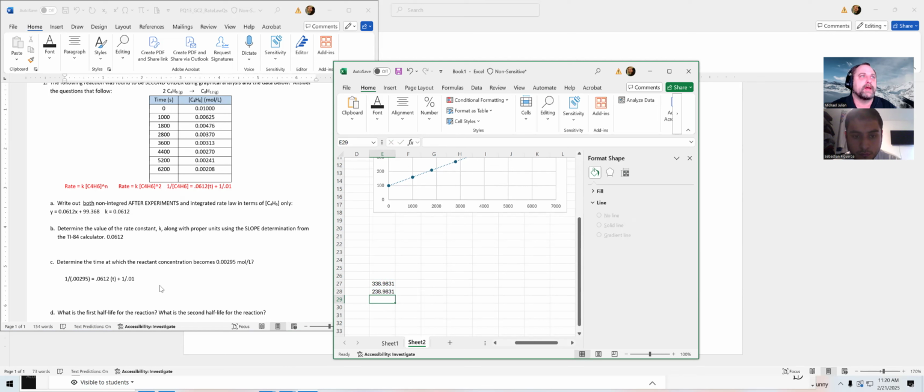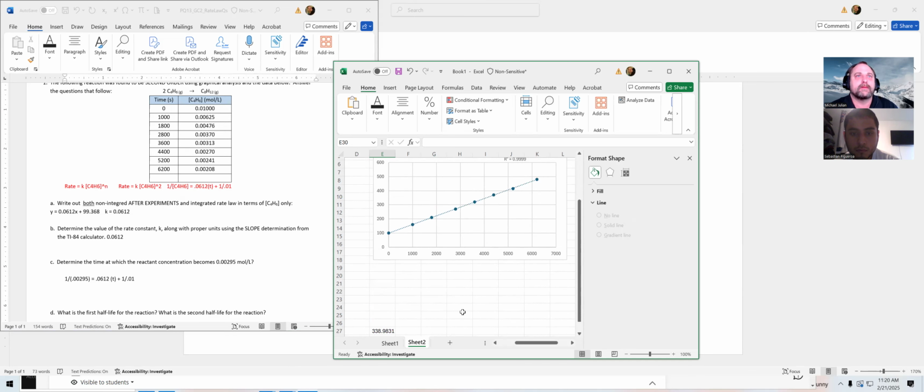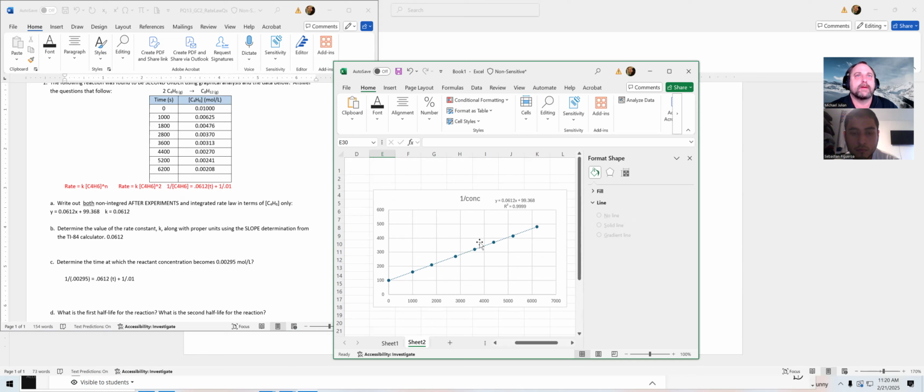And that gives me 238. 1 over 0.01 should be 100. So that makes sense. And then I'm going to take that number and divide it by the 0.0612. And so my time being 3,904 seconds. And when I look at 3,900, that's right in here.